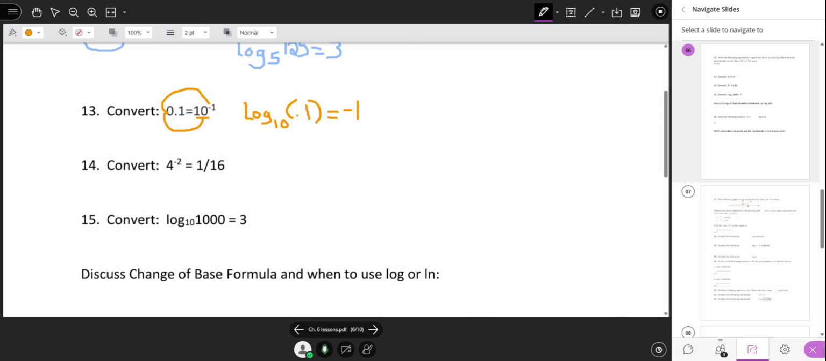15 is a little different, okay? Base stays base. Start at the base. Now, by the way, 15 could have just shown up as log 1000 equals 3. In that case, you would have needed to put a small 10 to remind you that your base is 10.